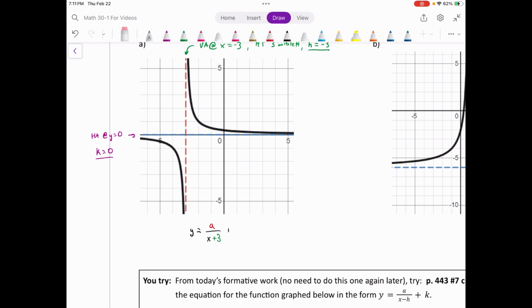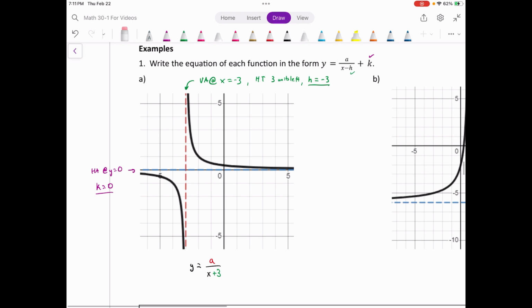Plus 0 is not going to change anything. And hey, doesn't this also, we can check our work, right? We can check our work as we go by thinking, does it make sense that if this is what our equation kind of looks like, that we'd have a vertical asymptote at x equals -3? Well, you tell me, look at that.